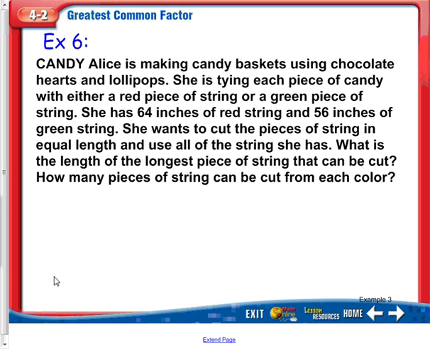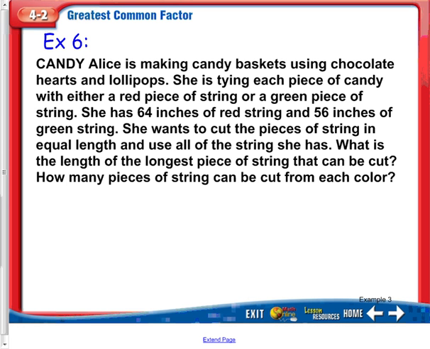So in a candy problem, Alice is making candy baskets using chocolate hearts and lollipops. She is tying each piece of candy with either a red piece of string or a green piece of string. She has 64 inches of red string and 56 inches of green string. She wants to cut the pieces of string in equal length and use all the string she has. So what is the length of the longest piece of string that can be cut? And how many pieces of string can be cut from each color?